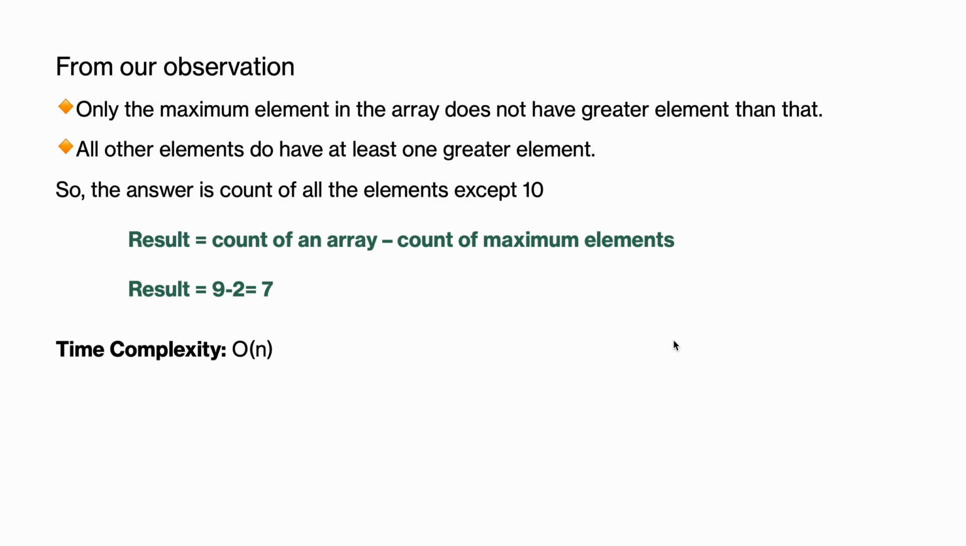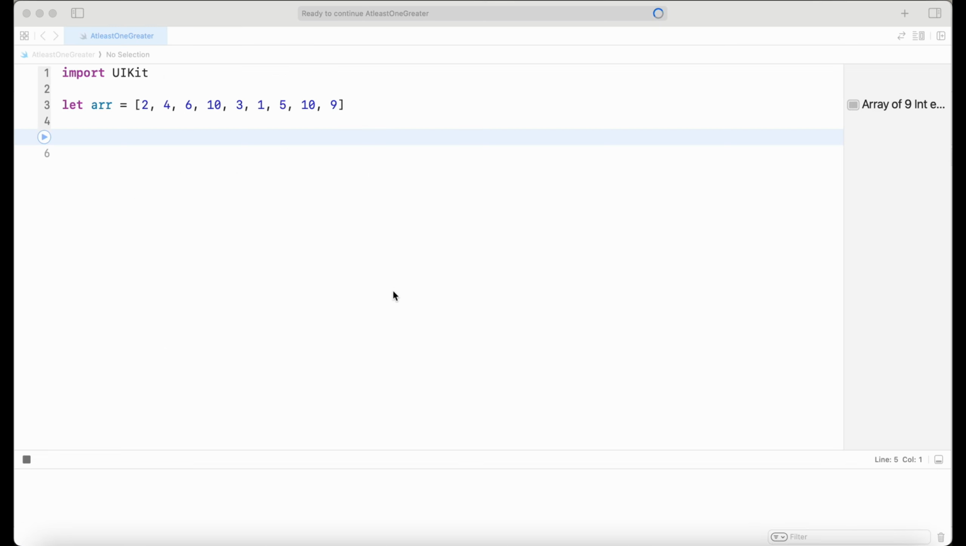So the answer is count of all elements except 10. Hence, we can say result is equal to count of the array minus count of maximum elements. The total number of elements in the array is 9. Count of maximum elements is 2. So the result is 9 minus 2, 7, which matches our answer. The time complexity with this method is big O of n. Let's now move to the implementation and see how to code this efficiently.